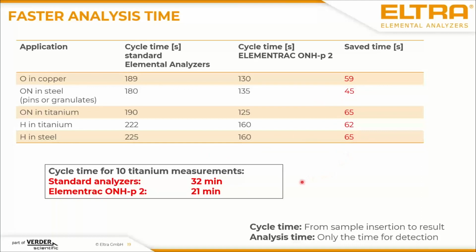That means for a standard operator who does maybe 30, 40 analyses every day, they save more than half an hour of operation time of the instrument. So it's a big saving of working time, a big saving of money, and of availability of the instrument for other purposes. 21 minutes is listed here for 10 titanium measurements compared to 32 with standard analyzers. Quite a nice improvement here.